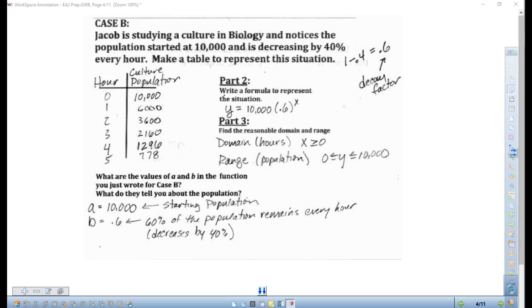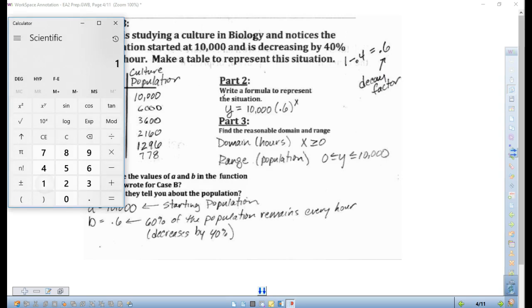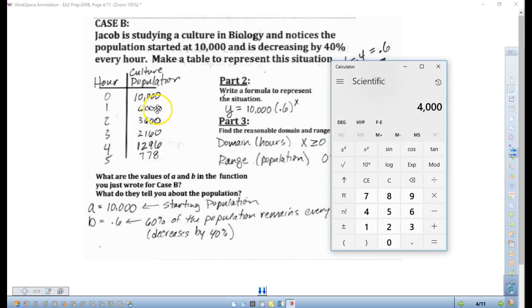Jacob's studying culture and biology and notices the population started at 10,000 and it's decreasing by 40%. So it'll be 40% off what it was before. So if I take 40% away from the whole, I'll get 0.6 left. So 60% will be left every time. So that's the decay factor. And to test this out, I can take 10,000 times 0.4. That's the 40% it's going to go down by. So if I do 10,000 minus 4,000, I'll have 6,000 left, right? And that's what I've got here for the first hour.